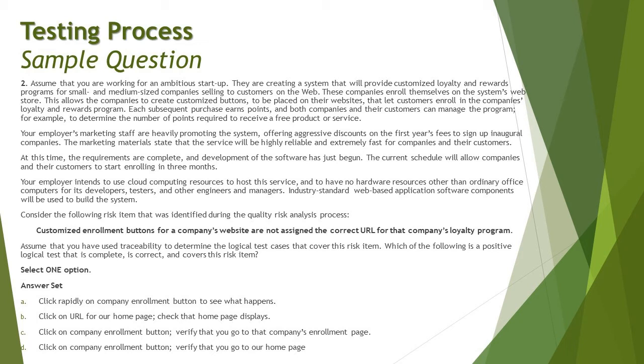The 4 options are: A, click rapidly on company enrollment button to see what happens. B, click on URL for our homepage, check that homepage displays. C, click on company's enrollment button, verify that you go to the company's enrollment page. And D, click on company enrollment button, verify that you go to our homepage.